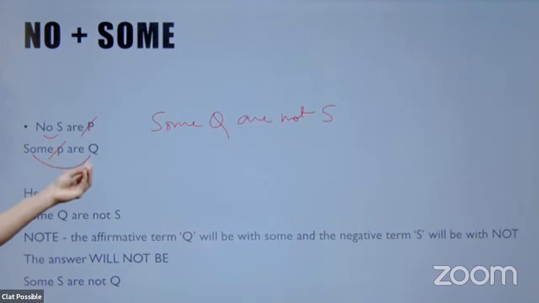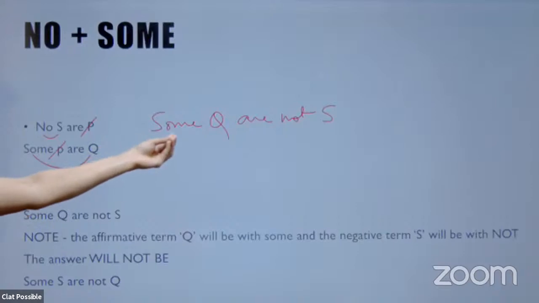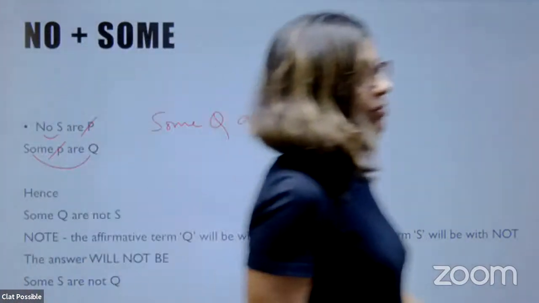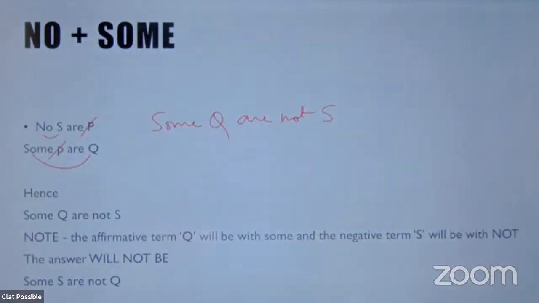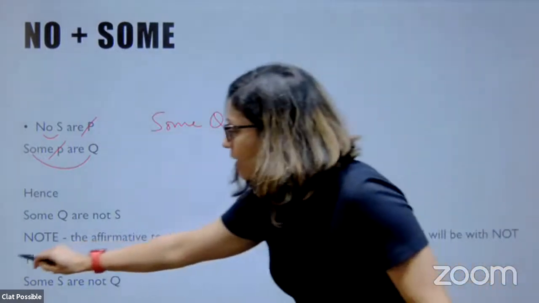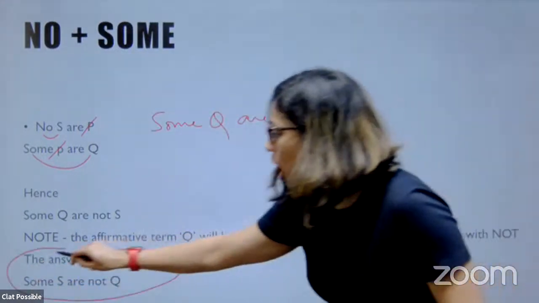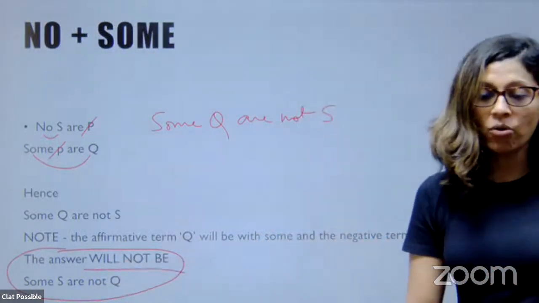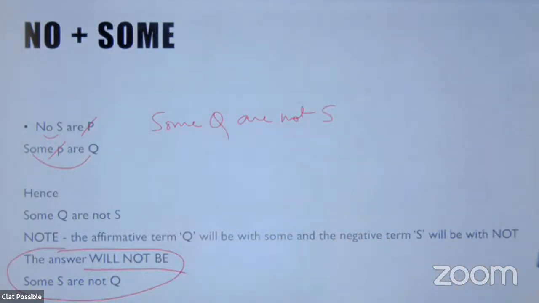The sum variable will be written with sum. The not variable will be written with not. Answer over. Got it? And I have written it again. The answer will not be the other way around. So you can also write it down so that you are never confused.